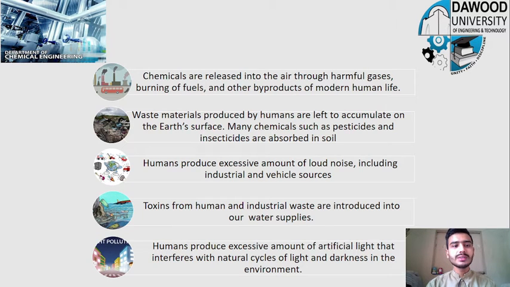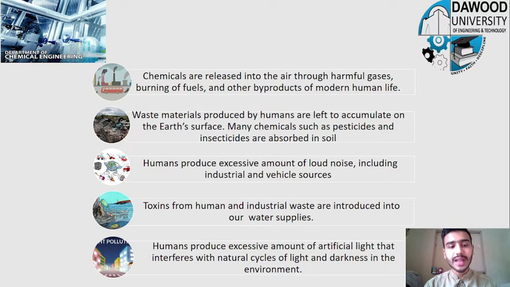So number one is air pollution. Air pollution is basically chemicals that are released into the air through harmful gases like burning of fuels and other byproducts of modern human lives, especially the transport emissions, different types of smokes that can cause the air pollution. Different industries produce a massive amount of air pollution, especially the coal industries or power plant generation industries.